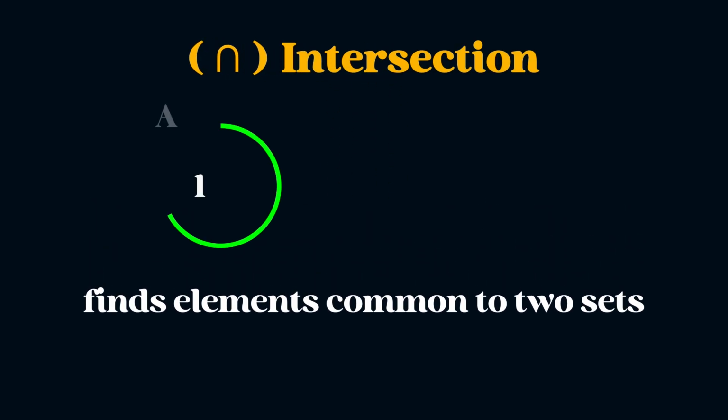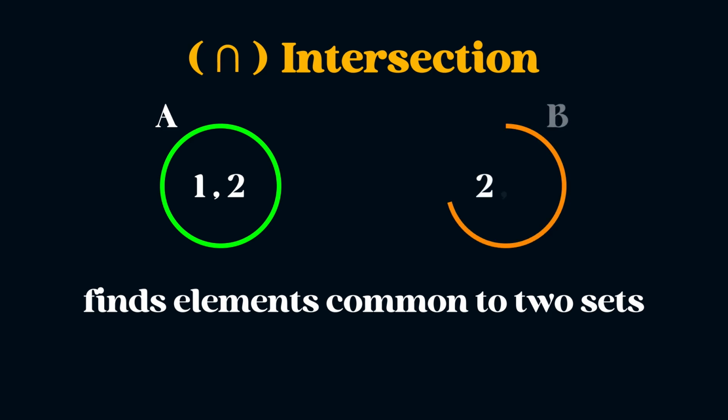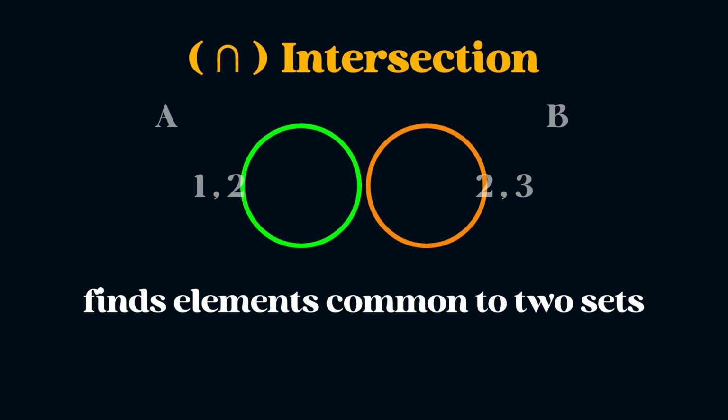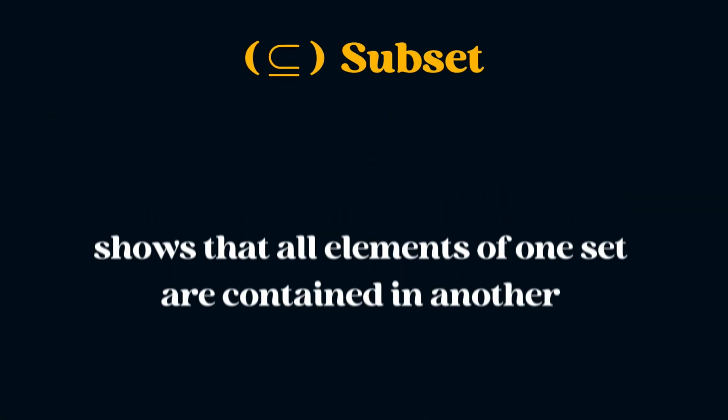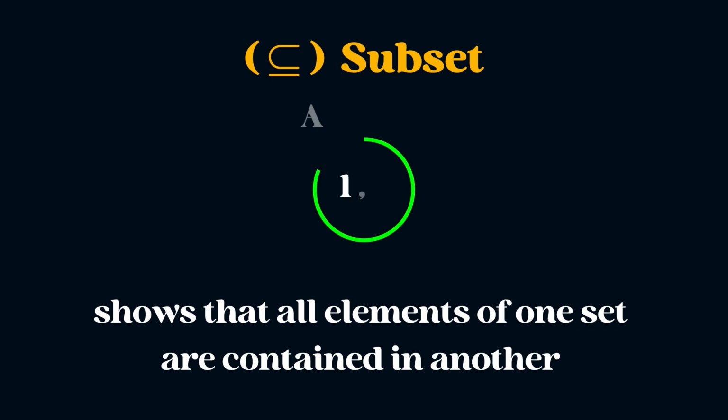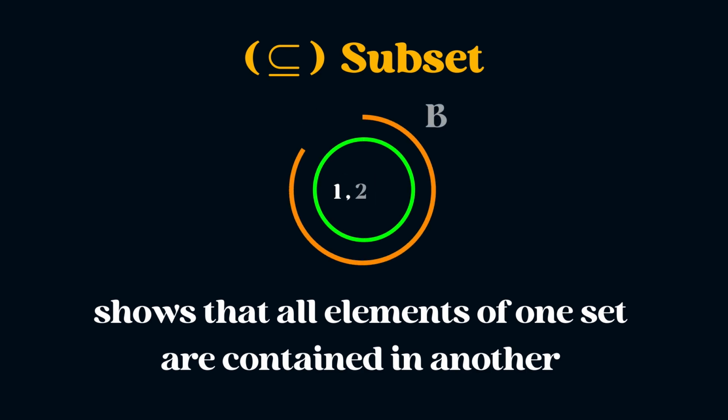For instance, if A equals {1, 2} and B equals {2, 3}, then A intersection B equals {2}. 24. Subset. The subset symbol shows that all elements of one set are contained in another. For example, A equals {1, 2} is a subset of B equals {1, 2, 3}.